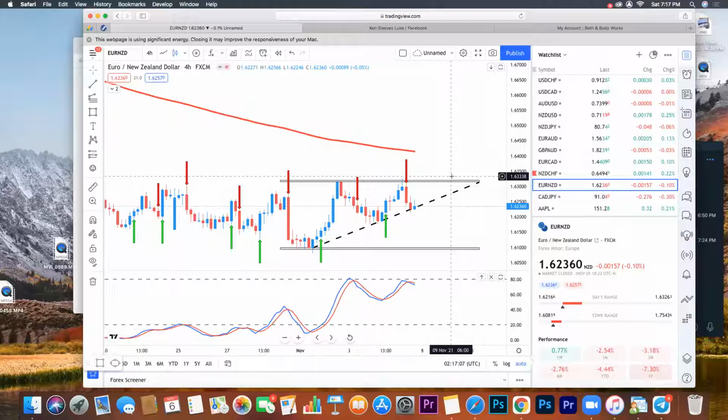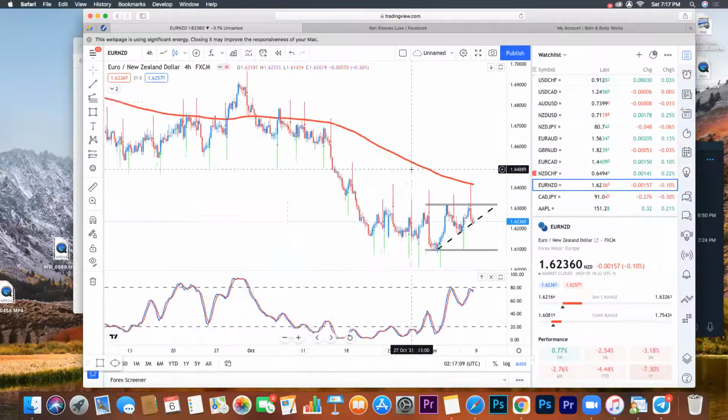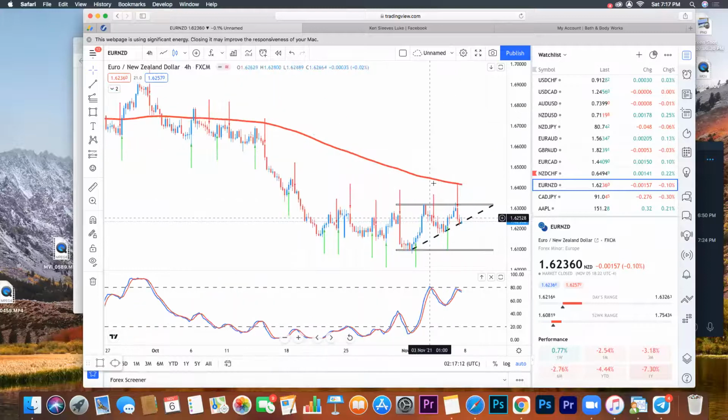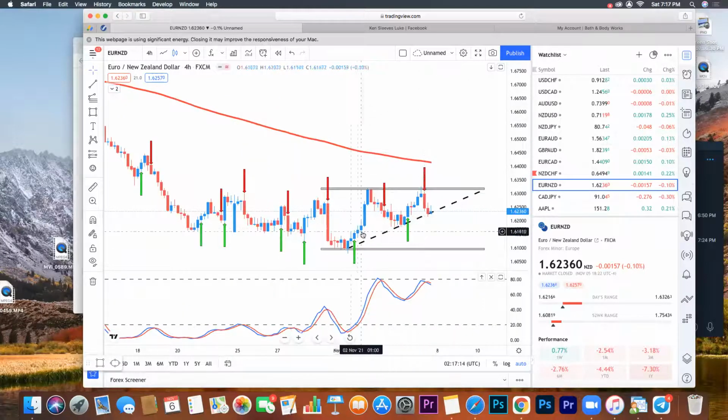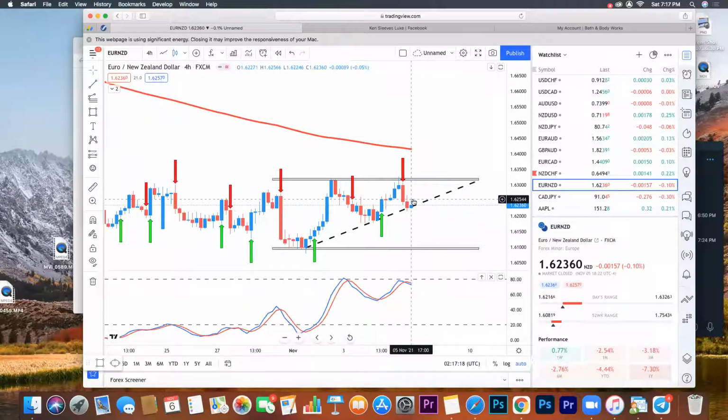So now look, boom, right? We know we're under the 200, so we know we're in the downtrend. So we're solely looking for sells, but at the end of the day, we're respecting what's going on right in front of our face until we get reasoning.